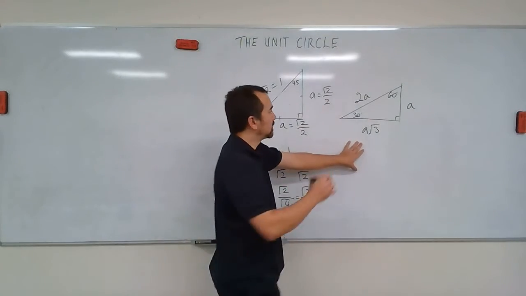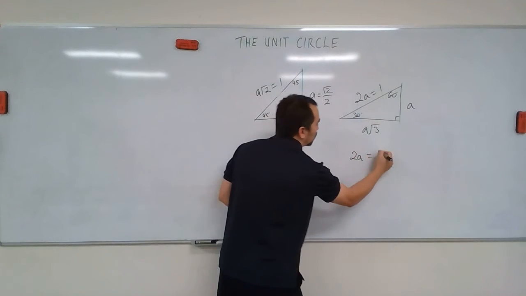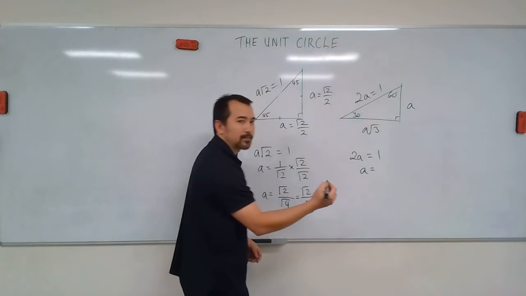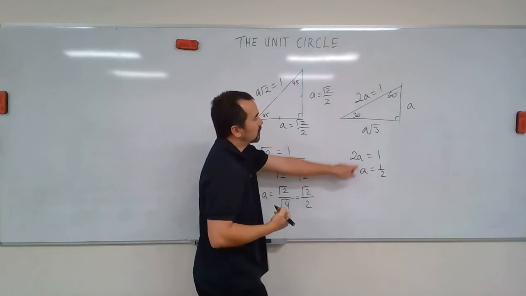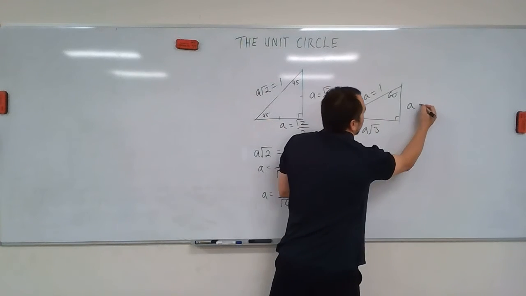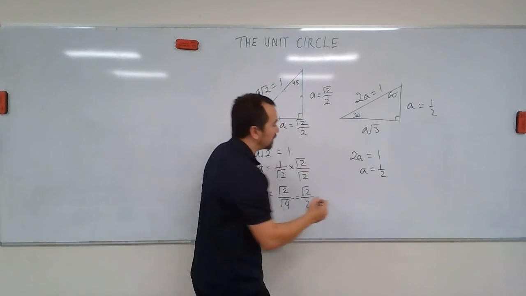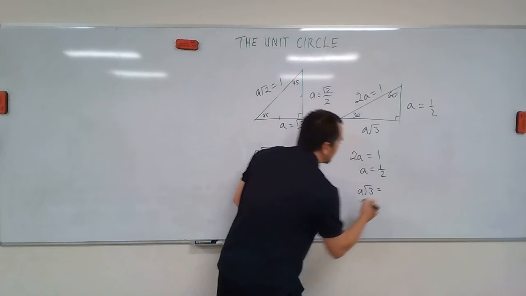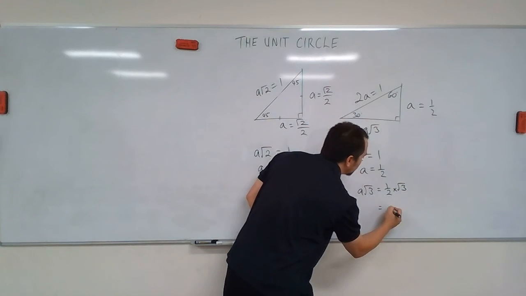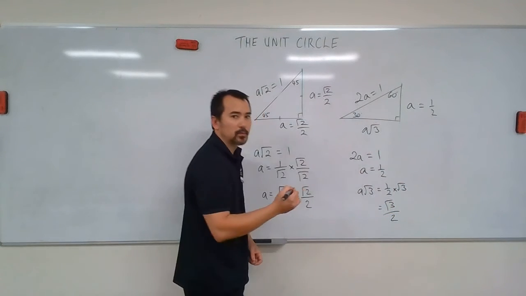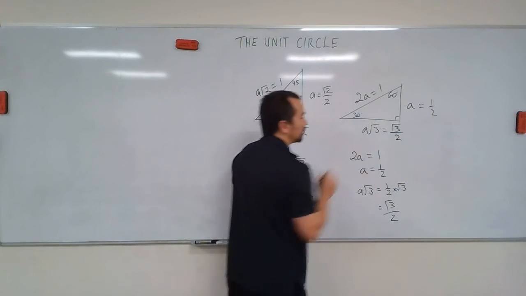Coming over here, once again, the hypotenuse is 1. If 2A is equal to 1, then that means 1A must be equal to 1/2. Now, I've already solved this A over here to be 1/2. Let's write that one in. The last thing I have to work out now is A root 3. Well, A root 3 is equal to 1/2 times root 3, which is equal to root 3 over 2. So this medium length is root 3 over 2.